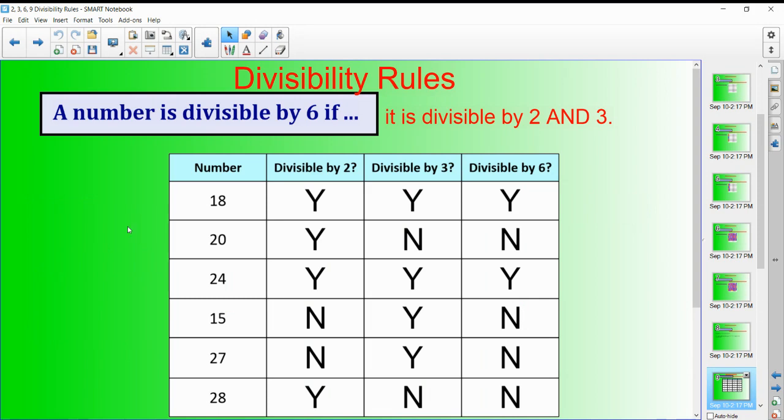Now I got 6. And hopefully you filled in this table by yourself and checked 18 is divisible by 2, yes, 3, yes. And we also know 18 divided by 6 gets us a whole number. And then you test out all these numbers. So the rule for 6 is we got to test 2 and we got to test 3. So if a number is divisible by both 2 and 3, then it's divisible by 6.